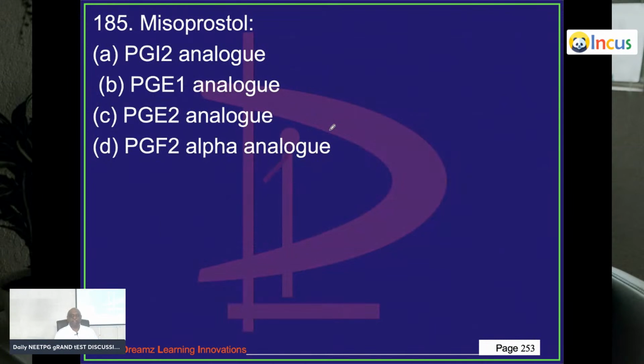Misoprostol. Come on, Vinisha. Misoprostol.